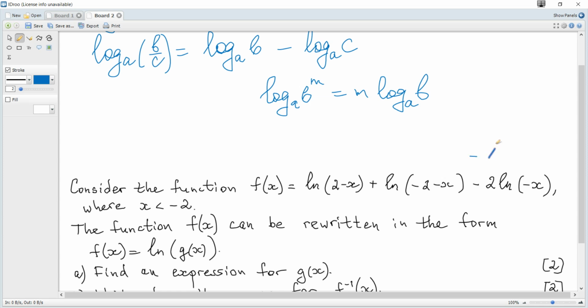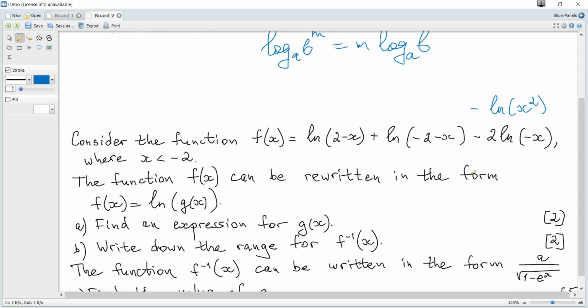minus ln of negative x squared. Negative x squared is just ln of x squared. Or it can be rewritten as plus, so we move the negative to the power, so it's plus ln of negative x to the negative 2, which is 1 over negative x squared, so it's ln of 1 over x squared. Let's choose this variant.